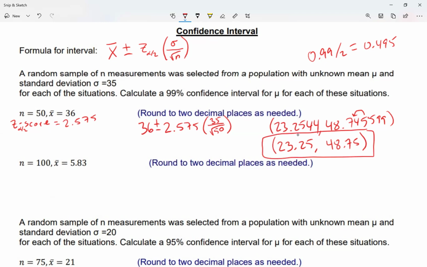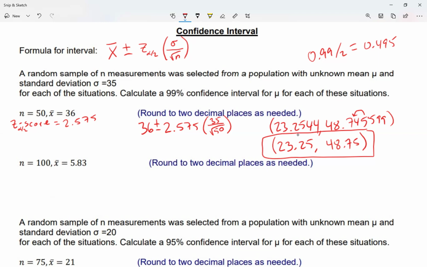So my answer is 23.25 and 48.75. What does that mean? Okay, if I had a sample of 50 and my average is 36, my standard deviation is 35, I am 99% sure that any number that I pick will be in between these two values, in between 23.25 and 48.75.